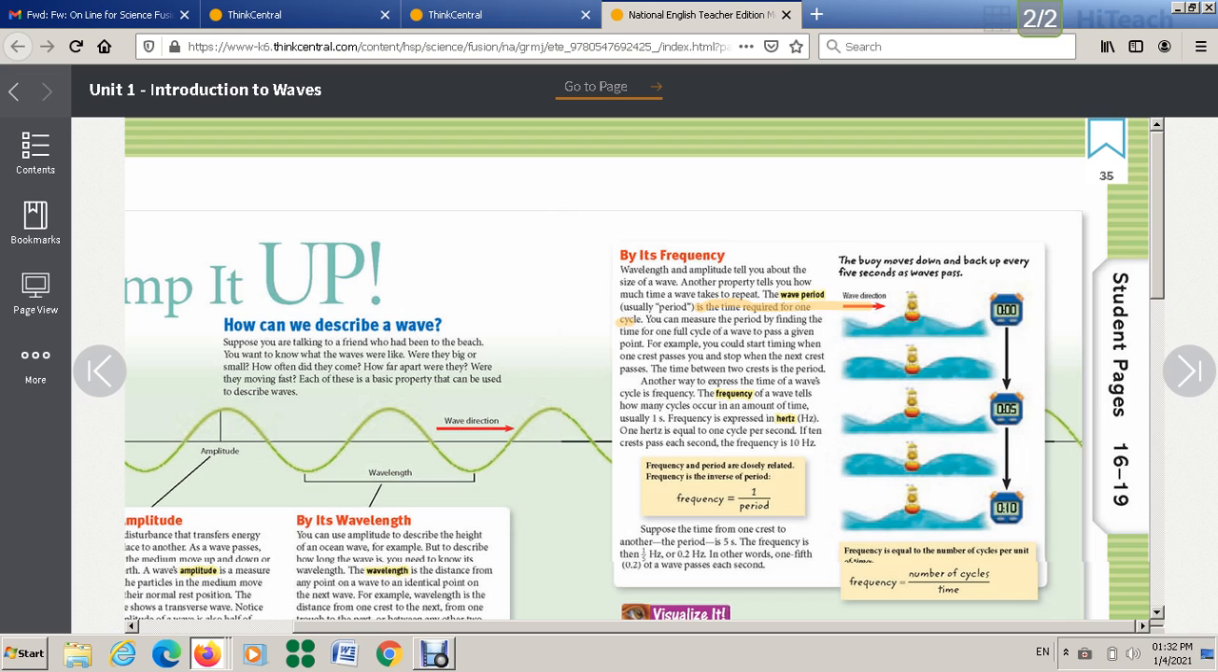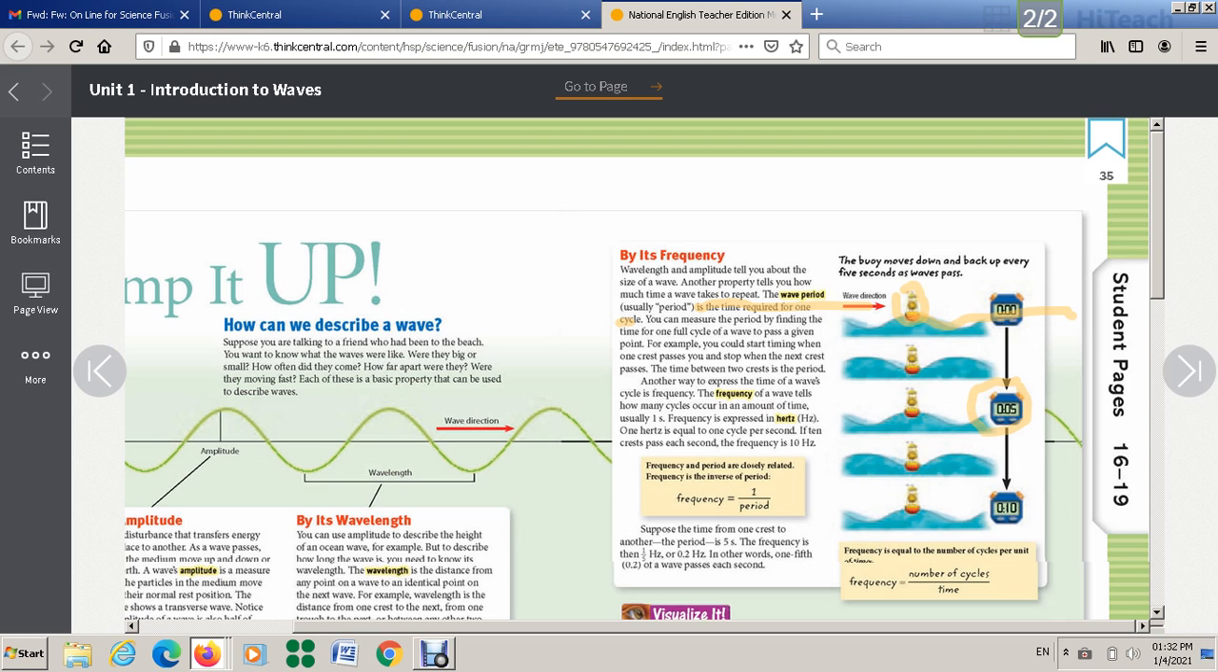Okay, how can we measure the period? We can find the time for one full cycle. If you look at this figure here in your book, on page 19, for example, the time required to pass from one crest to the next crest needs how much? It needs 5 seconds. So this is the period for a complete cycle.